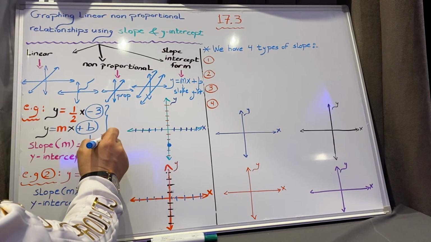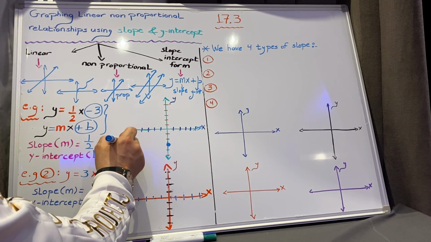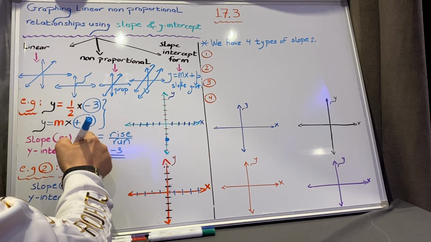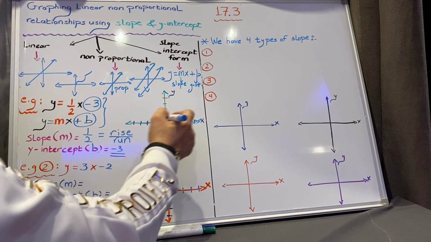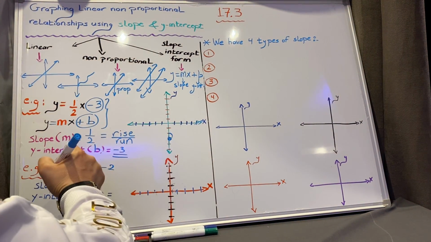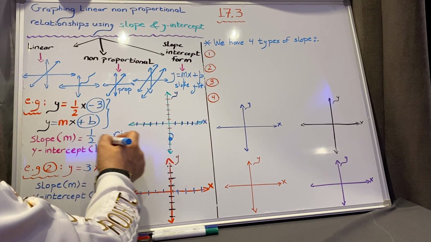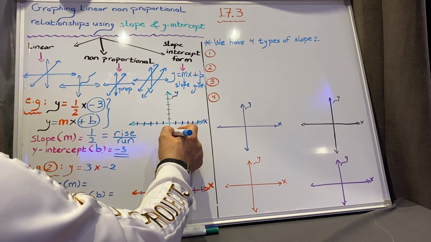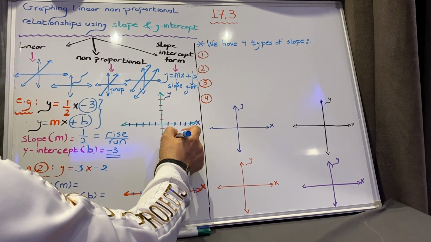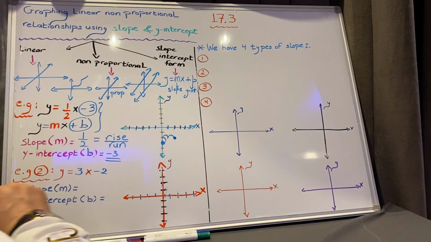Now the slope, you know, is rise over run. So rise, we have it here, guys, as 1. Rise is 1, so I will move on the y-axis 1 step upward. Then run is 2, so I will move 2 steps to the right side. This is another point.